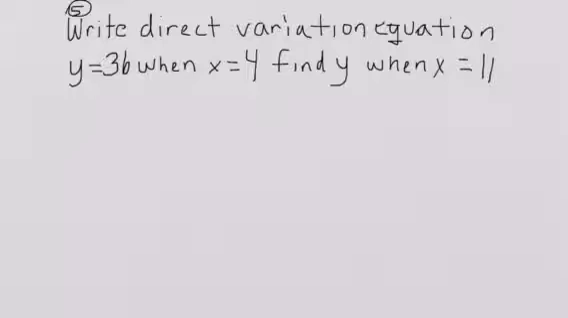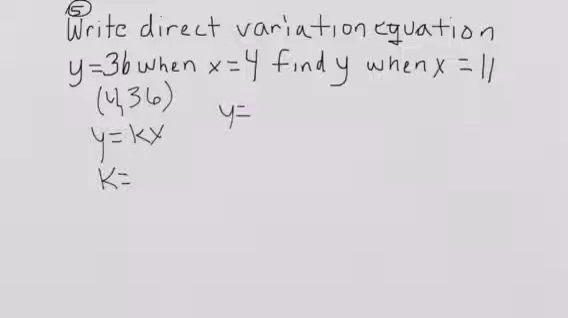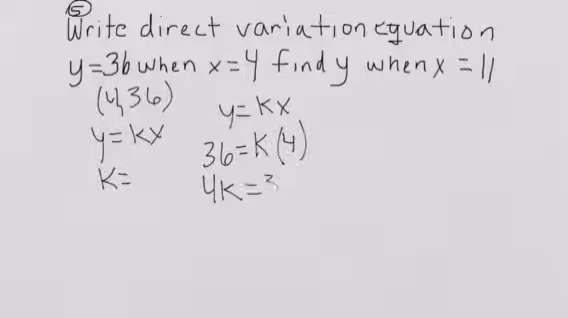Direct variation. So we're going to have an ordered pair, and we're going to have y is equal to kx, and we're going to find k. So our ordered pair is 4, 36. So y is equal to kx, y is 36, k, and then x is 4. We're going to use commutative property of multiplication and symmetrical at the same time. So 4k is equal to 36. Divide by 4, k is equal to 9.